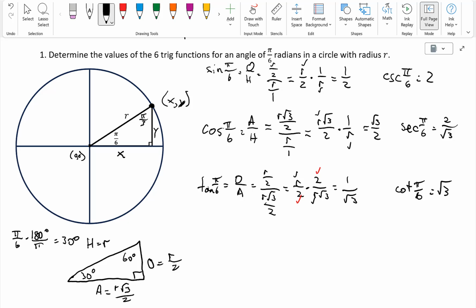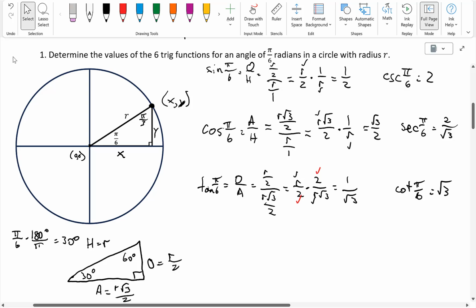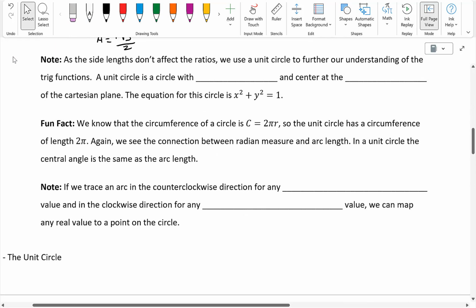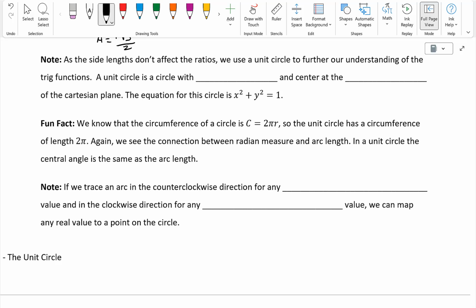The same ones we built up a couple times in the last section. So the point here, doing kind of the same thing again, is that the side lengths here don't affect the ratios. So we'll use a unit circle to further our understanding of the trig functions.